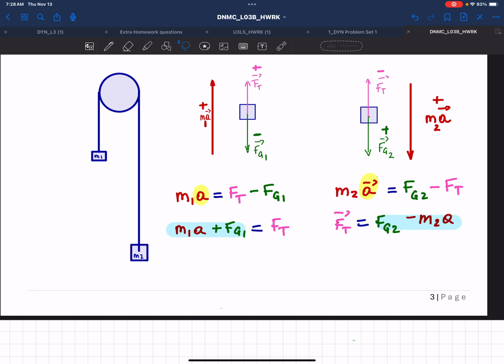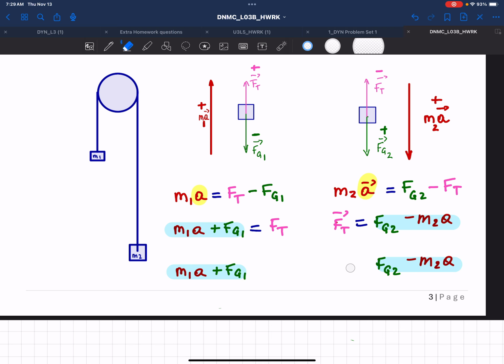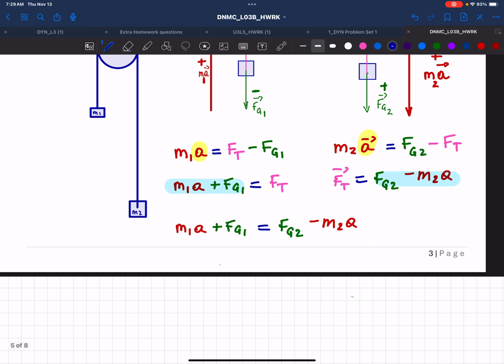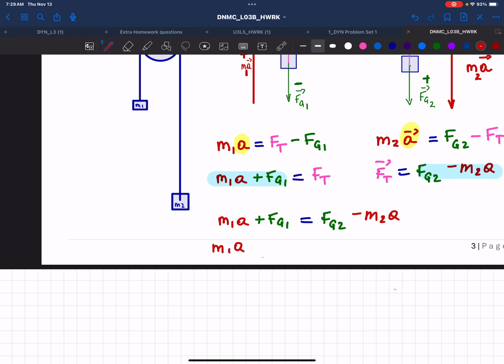I'm going to do something kind of neat here, just copy and paste, it's a little bit faster. And I'm going to say that these two Ft's mean the same thing, so they must be equal as well. Now we're going to start solving for A. If we want to solve for A, we're going to take them to one side of the equation. M1A plus M2A will be Fg2 minus Fg1.